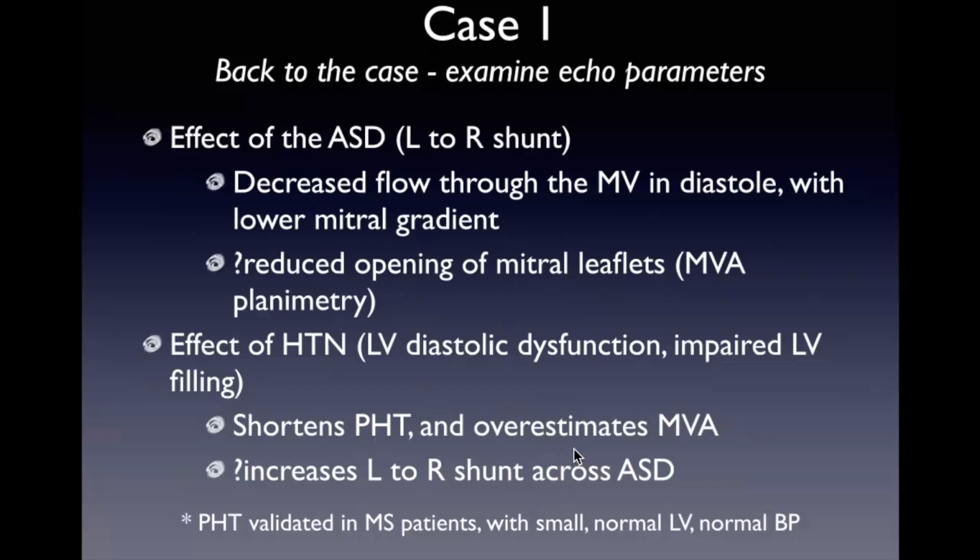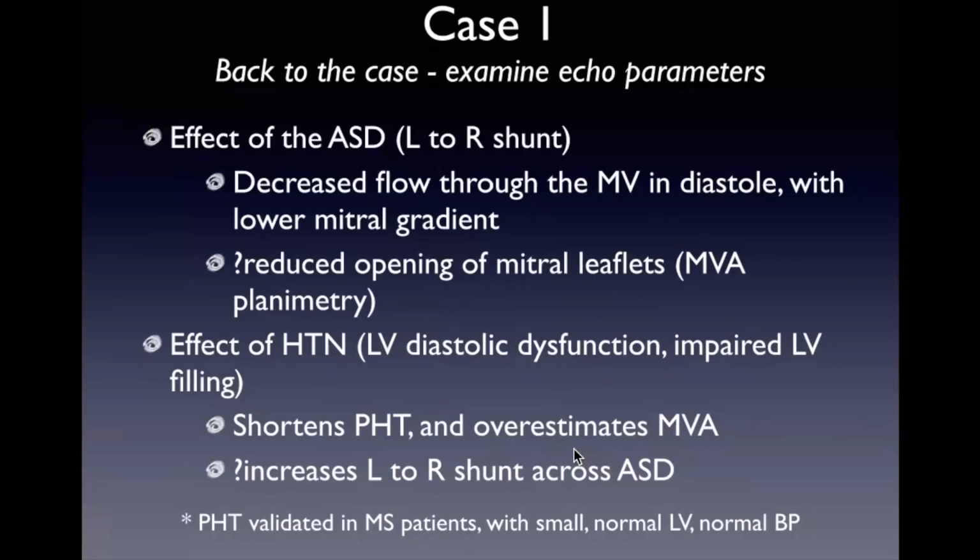And similar to low flow, low gradient aortic valve stenosis, could it reduce the opening of that mitral valve? And if you had that volume that went from left atrium to right atrium go through that mitral valve, maybe that mitral valve would open up a little bit more as well. So that's also a possibility. There's hypertension. She's significantly hypertensive. She's on 2 antihypertensive agents.